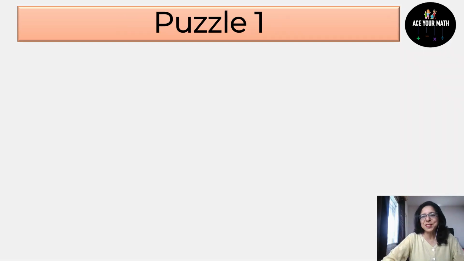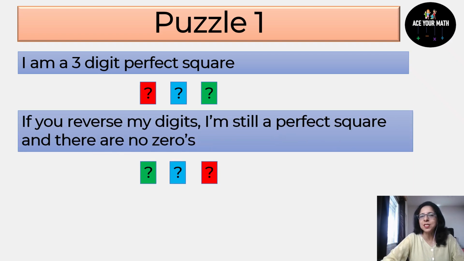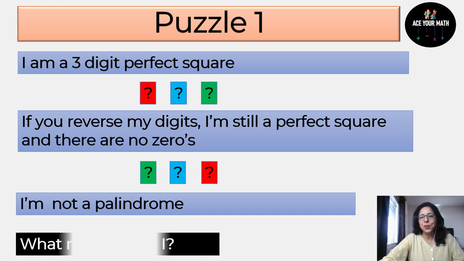Now get ready to challenge yourself. It's puzzle time now. Read all the instructions carefully and then try to solve this puzzle. It's very interesting. It's a 3-digit perfect square, because we are solving square roots, so it's a perfect square. The second condition is if you reverse my digits, I'm still a perfect square. But there are no zeros in it, because if you're thinking that this number is 100 or 900, that is not the answer. And the last condition given to you is I am not a palindrome, because palindromes are numbers which read the same even if you reverse them. So it is not a palindrome. Okay, so who am I?